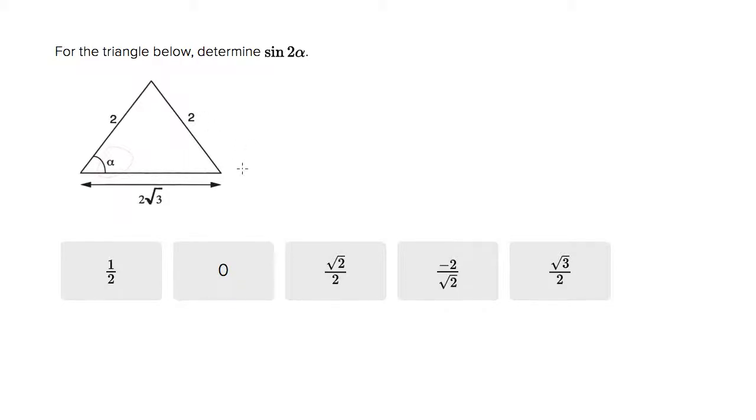It says from the triangle below, determine sine of 2 alpha. At first I thought maybe I need to use the double angle formula on this, which would be 2 sine alpha cosine alpha. But I didn't know how to get either of those.